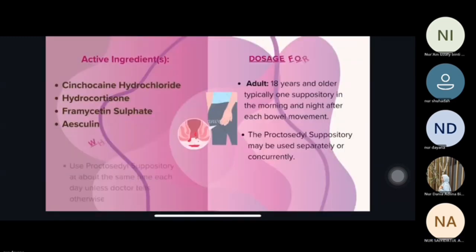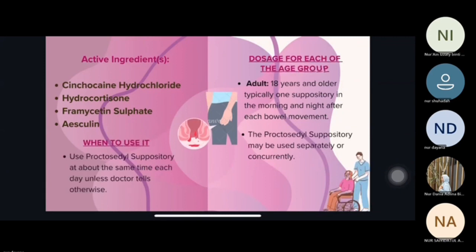Next, active ingredients. There are four. First, cinchocaine hydrochloride. Second, hydrocortisone. Third, framycetin sulfate. Last, esculin. When to use it? Use Proctosedyl suppository at about the same time each day unless the doctor tells otherwise.